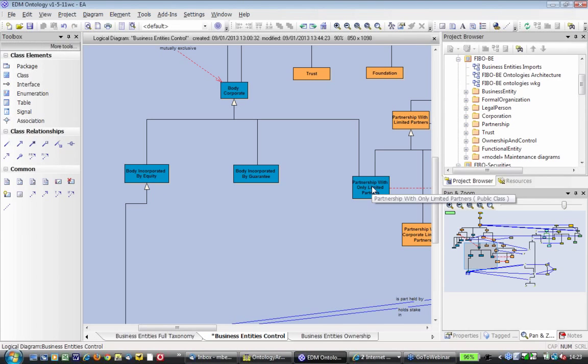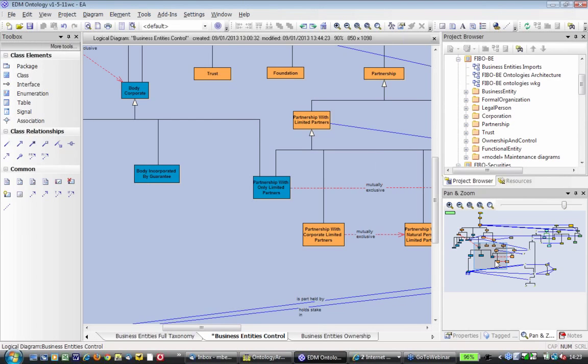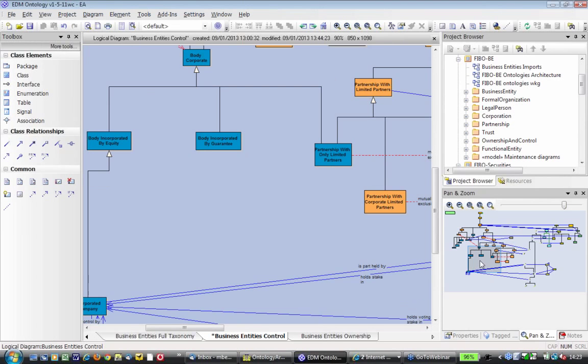So, in fact, I've added this new thing here, body incorporated by equity, and I've renamed company incorporated by guarantee, which we hadn't really done anything with, to body incorporated by guarantee. The thinking behind this is that to create any kind of artificial legal person, other than by statute or by royal decree or royal charter, anything that's incorporated is either incorporated by equity or by guarantee.